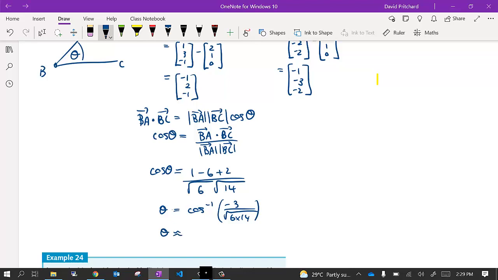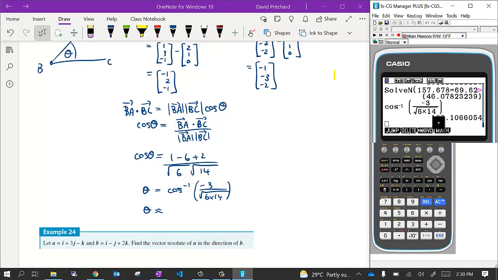So our angle will be approximately, and you can see here after using the graphics calculator, we've got an angle which is approximately 109.1 degrees.